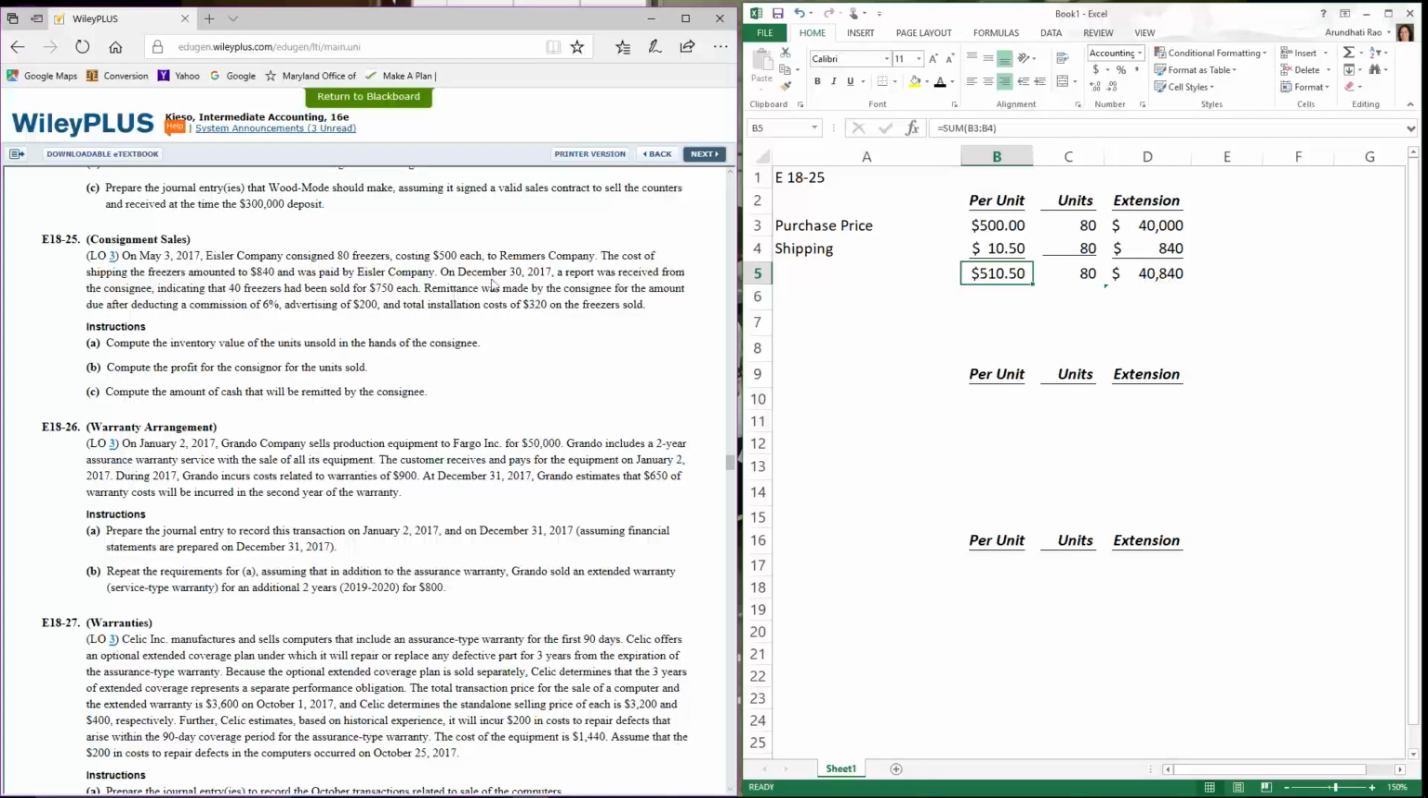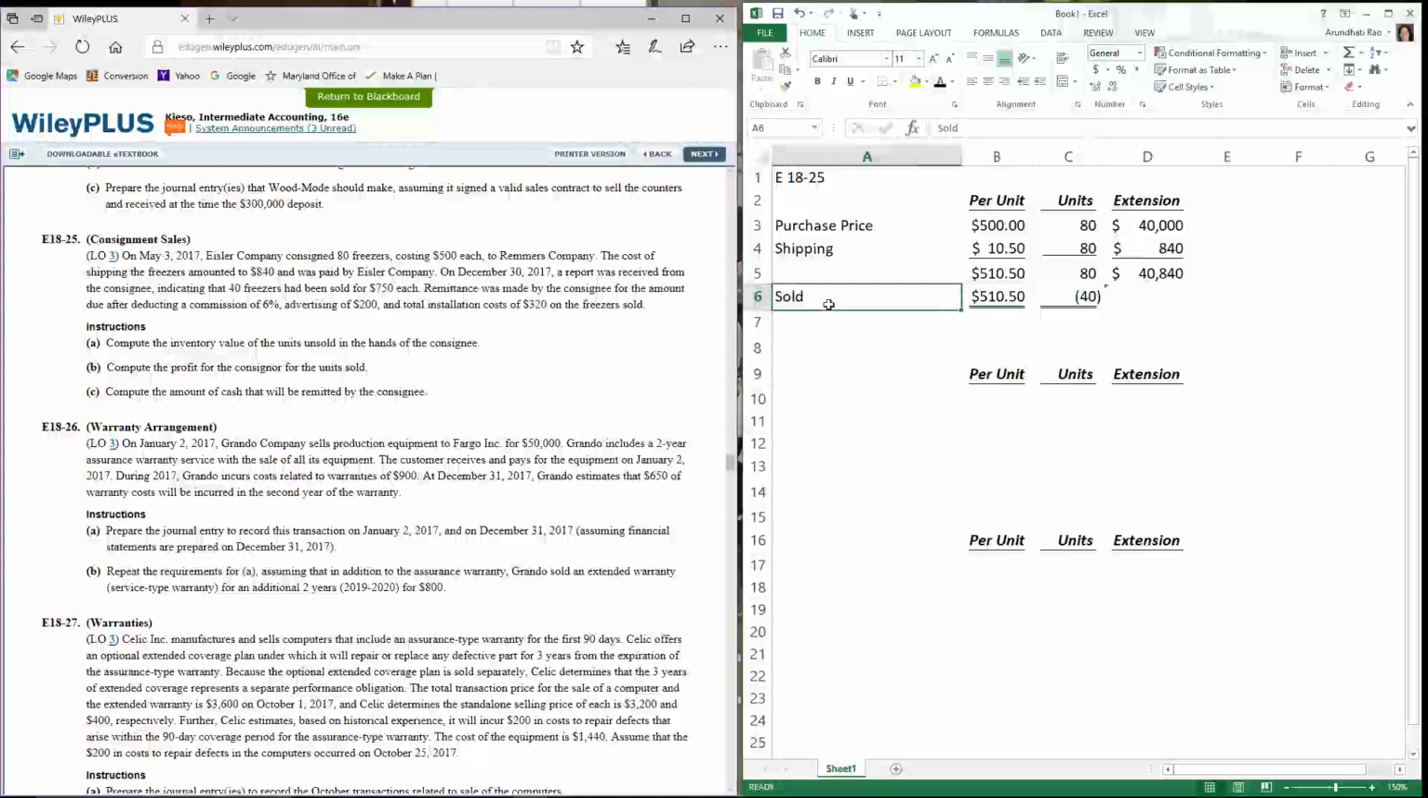We are told that on December 30th, at the end of the year, we've received a report from the consignee telling us that they sold 40 freezers and they sold it for $750 a piece. So let me first start with this. I sold 40 freezers. So out of the 80 freezers that the consignor gave the consignee, how many are sold? 40 are sold. If 40 are sold, this is the amount that's sold. What's the average price per freezer sold? We already know that amount. We bring that down over here.